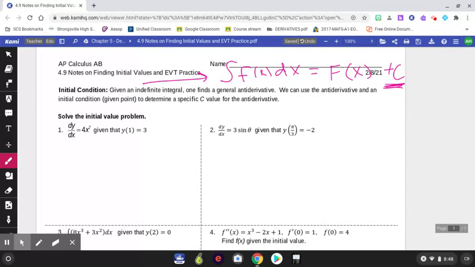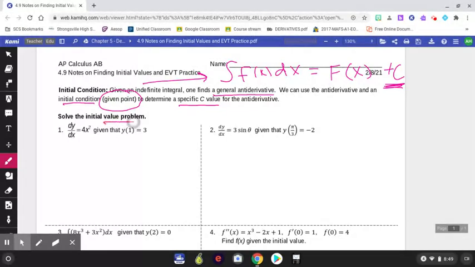So it says an initial condition, given an indefinite integral, such as the one I wrote in pink, one finds the general antiderivative. And that's what we've been talking about or practicing. You can use the antiderivative and an initial condition. An initial condition is a given point, also called an initial value, to determine the specific c value for that antiderivative. So instead of finding the antiderivative and writing plus c, we're going to find the antiderivative, write plus c, and then continue by finding what that c value is, knowing a specific point on my function. So I'm going to do the first couple, and then your job will be to finish this.